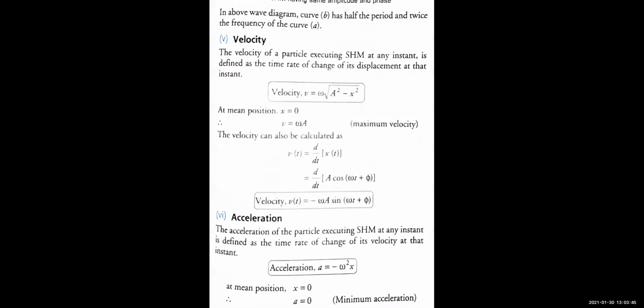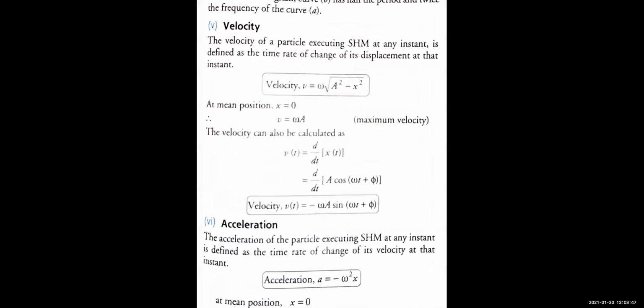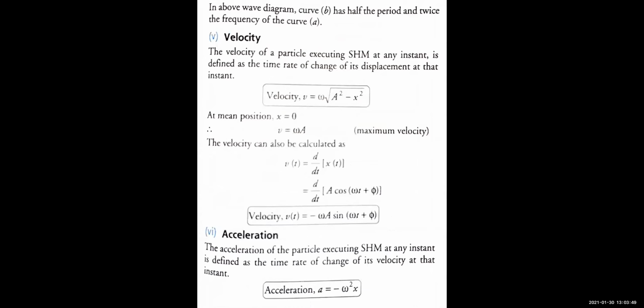So, children, in the last class, we were doing the characteristics of simple harmonic motion. We had done displacement, amplitude, phase, and angular frequency. Today, children, we will start with velocity, right? So, let's start with velocity.